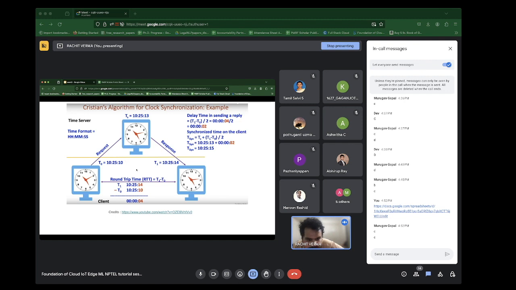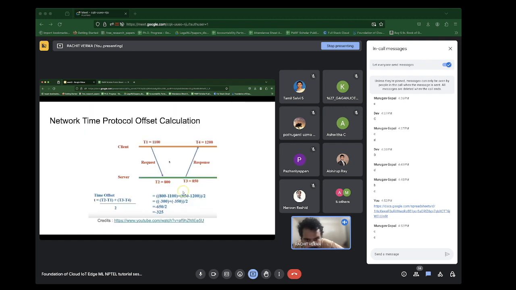This is very simple. Now we'll go into network time protocol offset calculation. This offset has arrived from solving two linear equations, mentioned in the slides. For shortage of time I cannot go into that detail right now. When you calculate this offset, it is added to this T4.